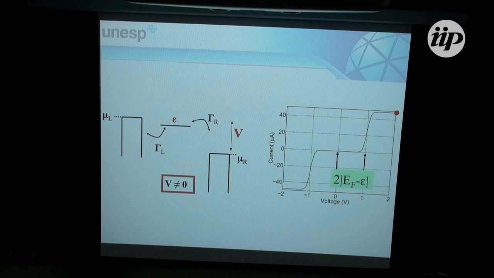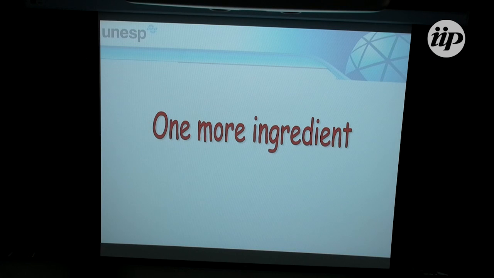What I could do is include more sites, more energy levels within my molecule, and everything that would happen would be just including more available channels for the electrons to flow. So whenever a site comes into the energy window, it gives a contribution to the current which is coming from that particular channel. Okay.